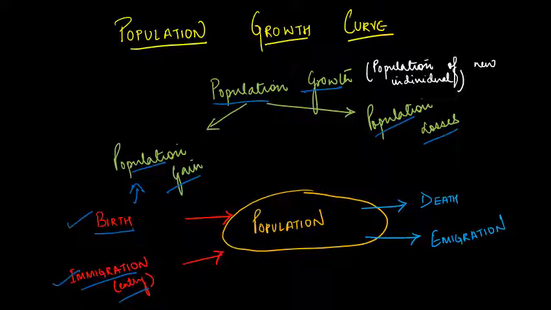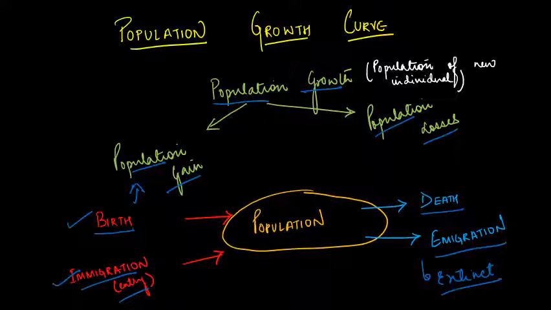In case of population loss, how does population loss happen? It happens when there is death in a population, because death decreases the number of individuals in a population. Similarly, emigration means the exit of an individual from a population, either that or extinction. Some species have already gone extinct, right? So this leads to population loss.